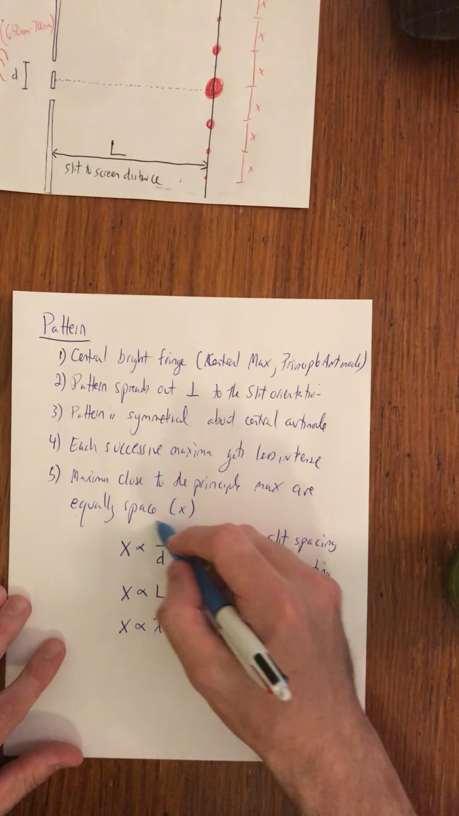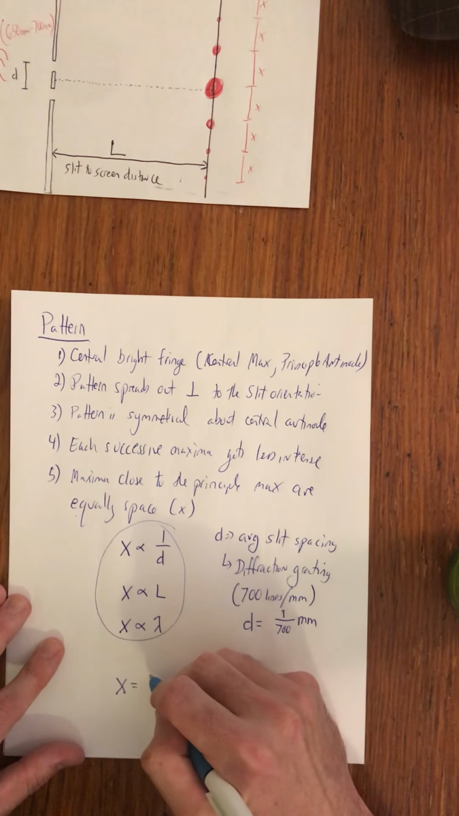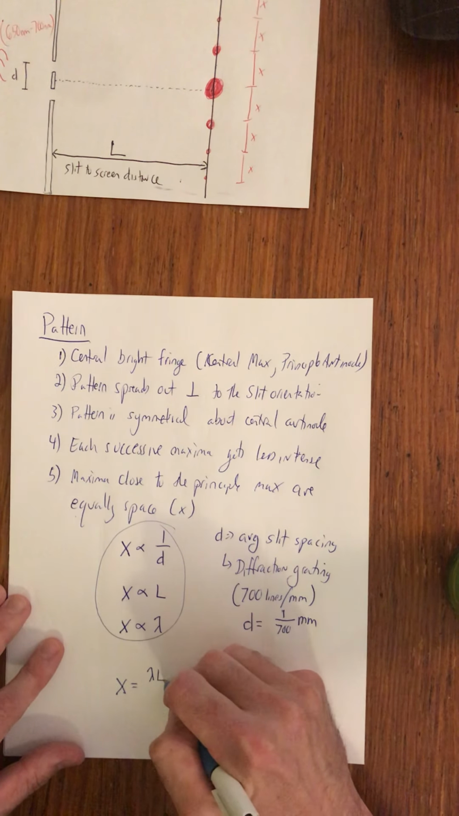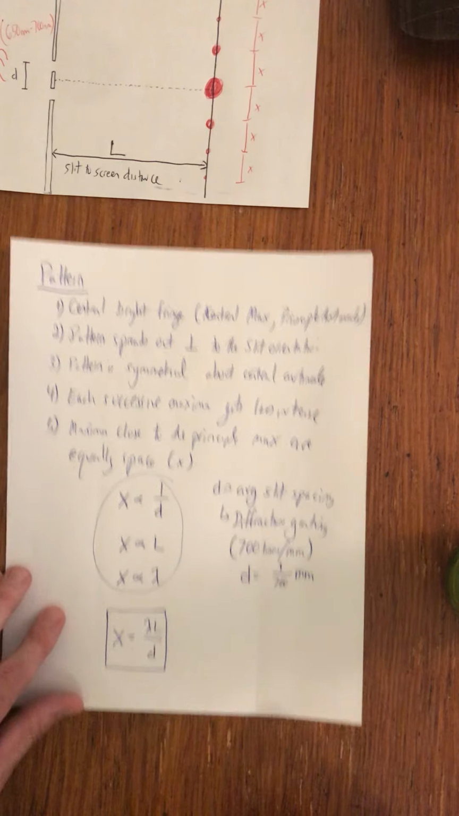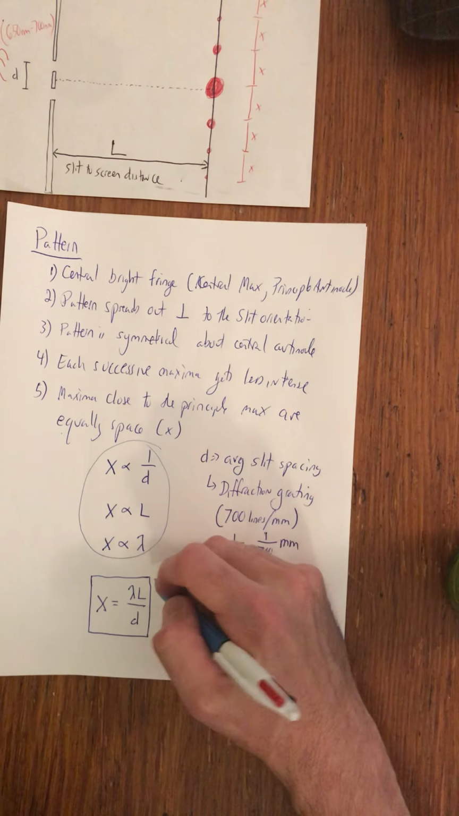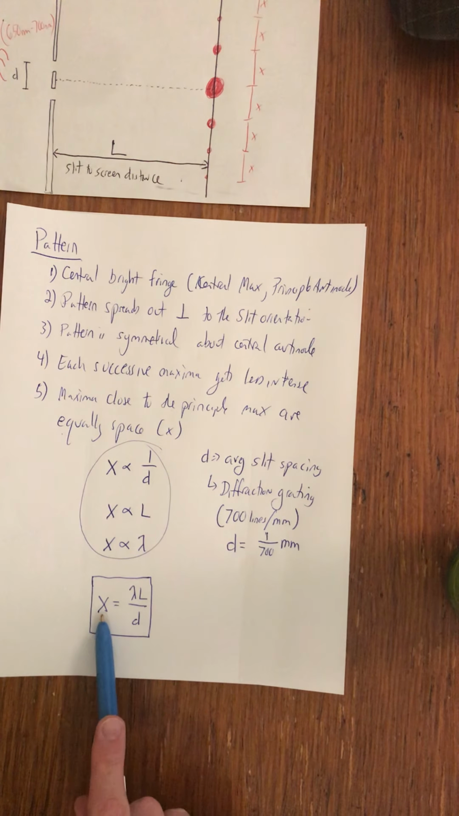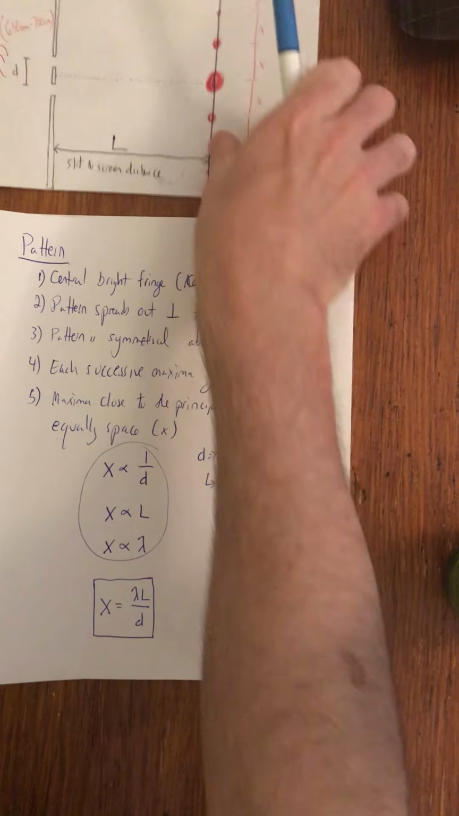And so if we put all of these together, we can see that X is equal to lambda L over D. We're going to box that equation. That's our empirical equation. We'll derive it in a different way in just a minute, but this is going to be the equation we're going to use. So that is what's going on. That's how we can find out what X is.